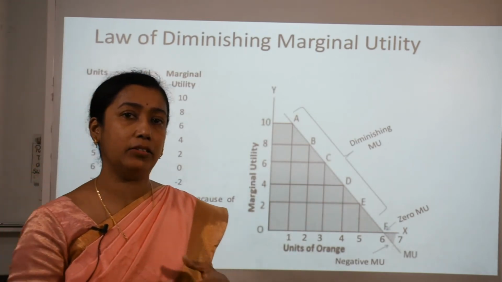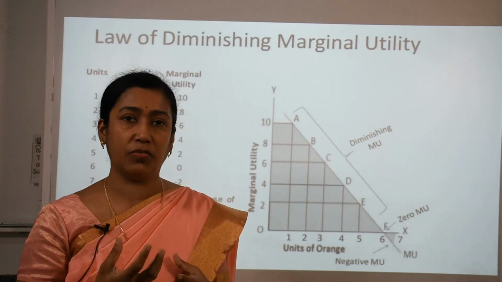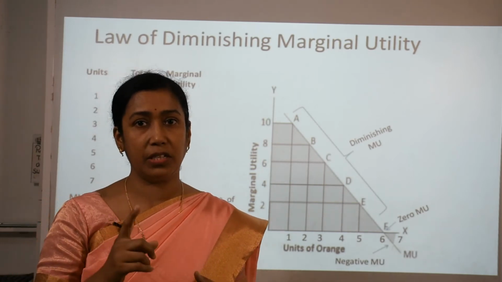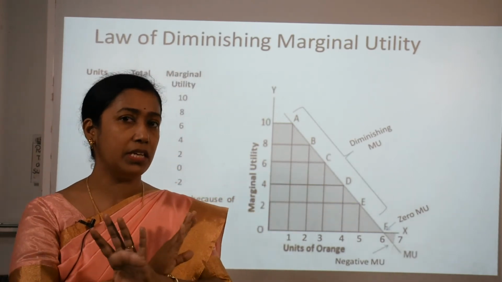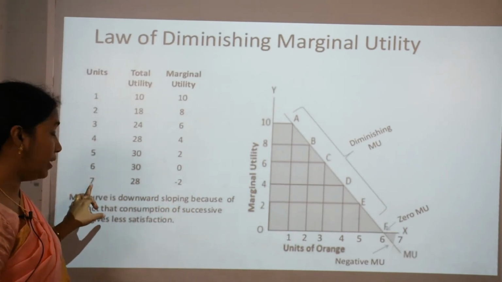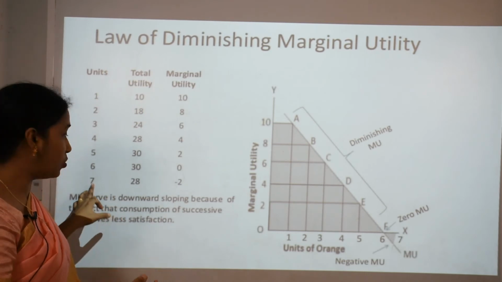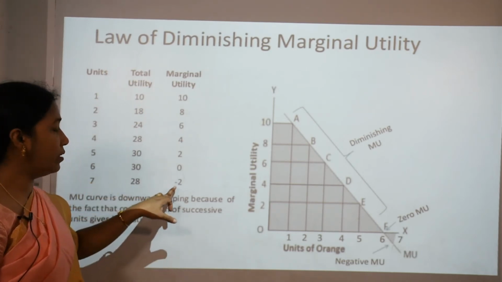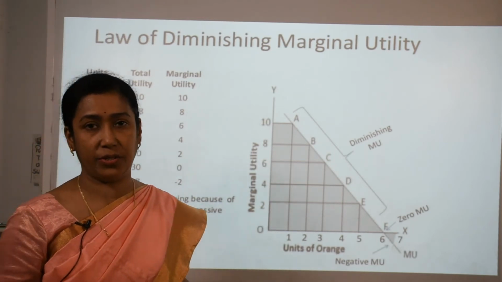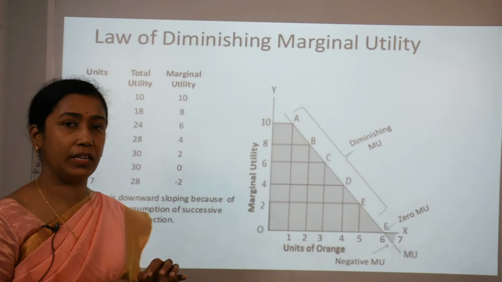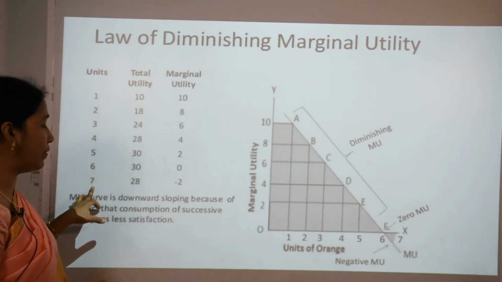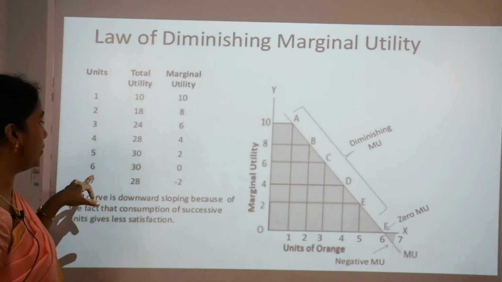That means as he ate the sixth unit of orange, the level of satisfaction he gets from the sixth orange is completely 0. That means he is not getting any more satisfaction. Now if he is forcefully made to consume the 7th orange, then what will happen? The 0 level of satisfaction will convert to negative satisfaction. Now it comes to -2, that is, the utility will become disutility if he is forcefully eating the 7th unit of orange.